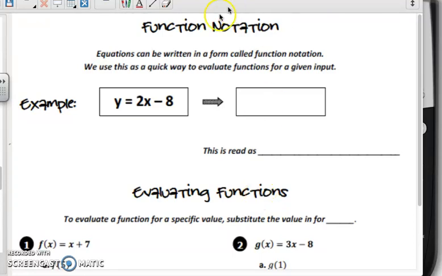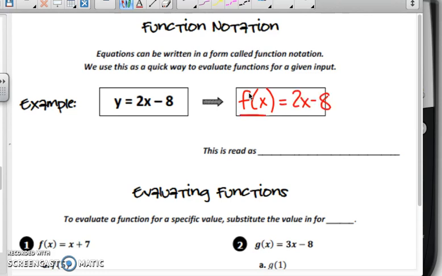Okay, so this video is on function notation. Equations can be written in a form called function notation. We use this as a quick way to evaluate functions for a given input. So for example, if you had y equals 2x minus 8, all you would do is replace that y with an f, parentheses x, and then you would rewrite that 2x minus 8. Okay? This right here is called function notation, and it's read f of x.